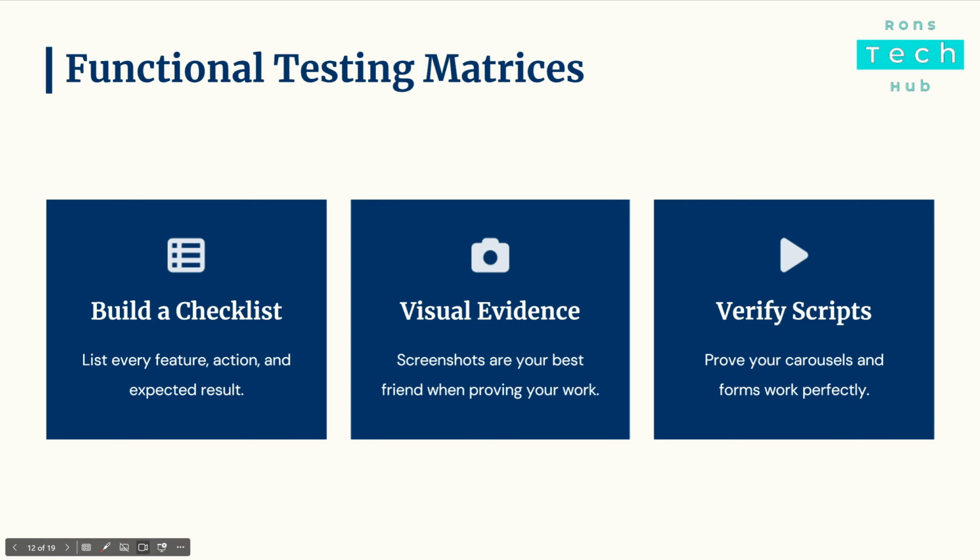You're going to want to have a functional testing matrix. This is kind of what I've created with the test plan. So you essentially build a checklist and you visualize your evidence. Screenshots are your best friend, as I've always said. You verify your scripts, prove your carousels work, prove the forms work, prove that the buttons work. Again, this is all going to be in the test plan I give you. Please make changes to the test plan.